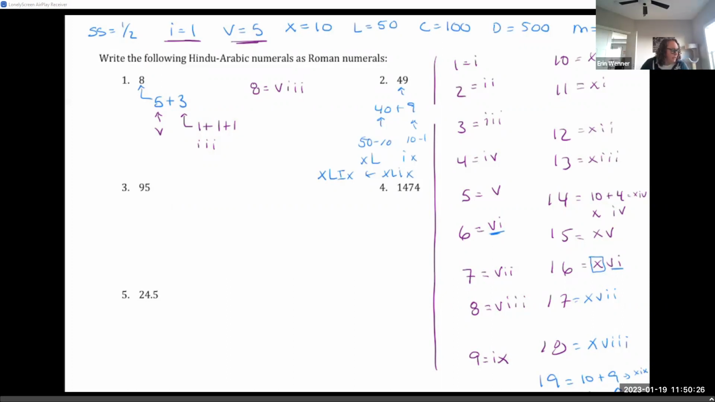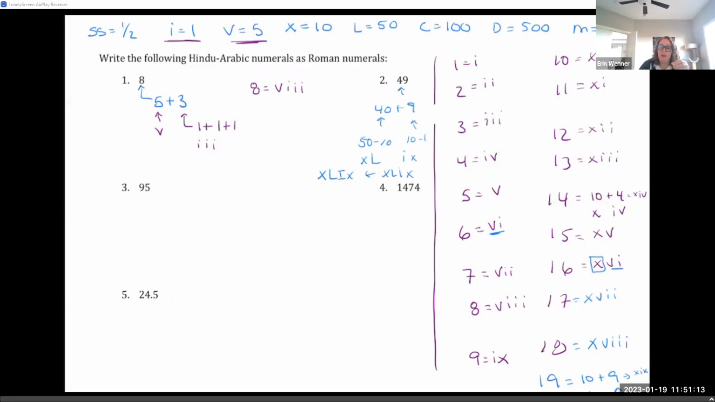So if we look at the number 95, what do we think about that one? So what number is 95 close to? What do we think? 100. It's close to 100, right? So how far off of 100 is it though? It's 5 off, right? But we have that rule of the 10%.